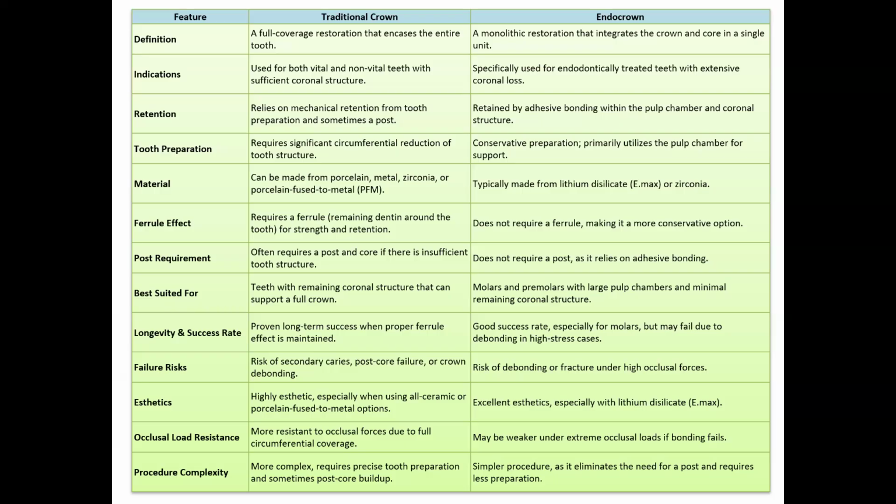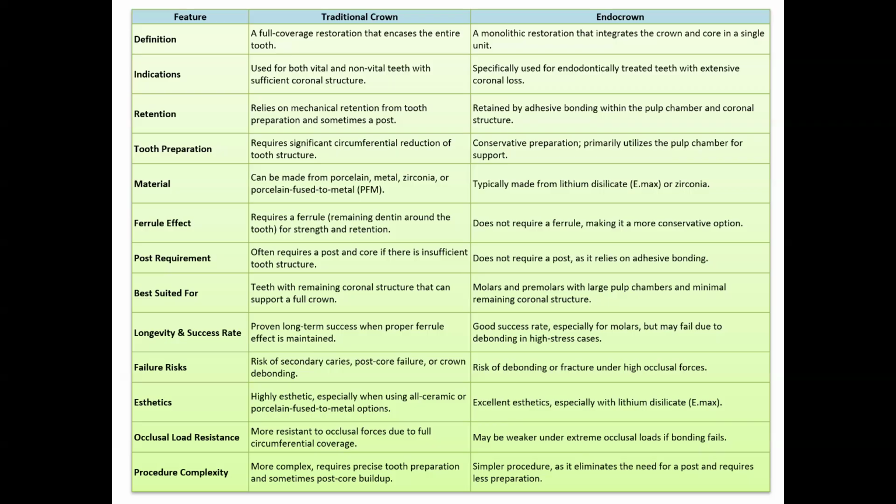Coming to the tooth preparation, a traditional crown requires significant circumferential reduction of the tooth structure. We need to prepare all four sides of the tooth structure and then reduce the crown. Sometimes that reduction will be less, thereby making the tooth more brittle or reducing the longevity of the restoration. Whereas the endocrown is a conservative preparation, primarily utilizing the pulp chamber for support.